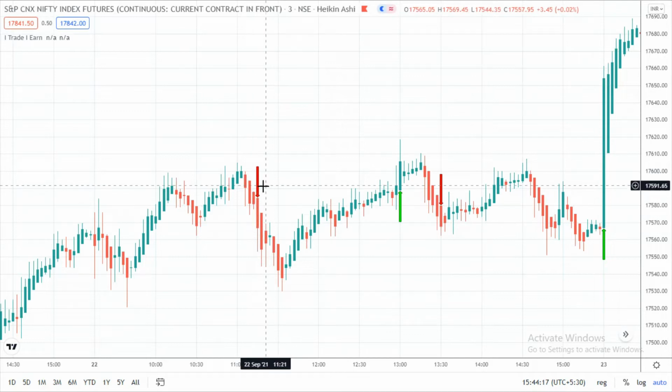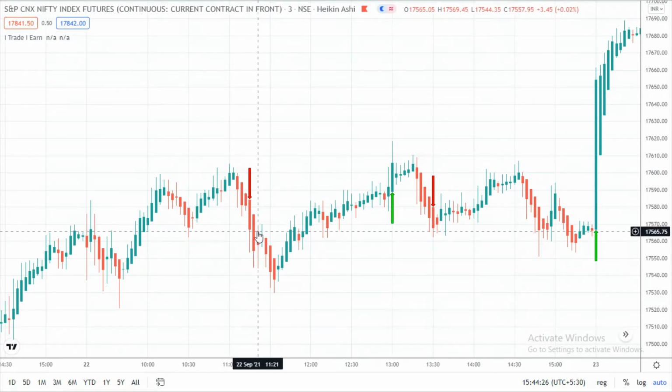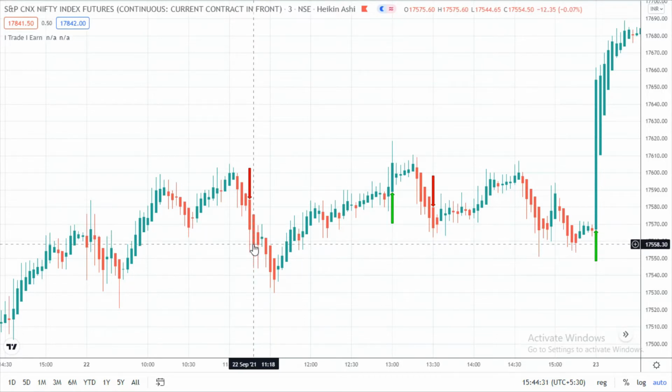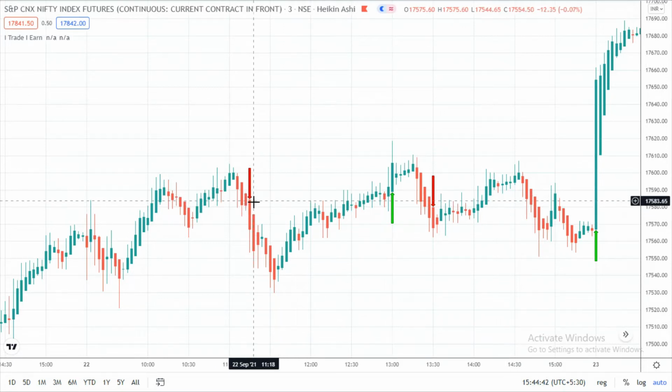Now similarly, if we check yesterday on 22nd, a signal was generated here. We will short sell on the next candle when it closes below the previous candle. So we have made a short, and what will be the stop loss? The stop loss will be the high of the candle in which we got this signal. You can also put a buffer of a few points on the stop loss.